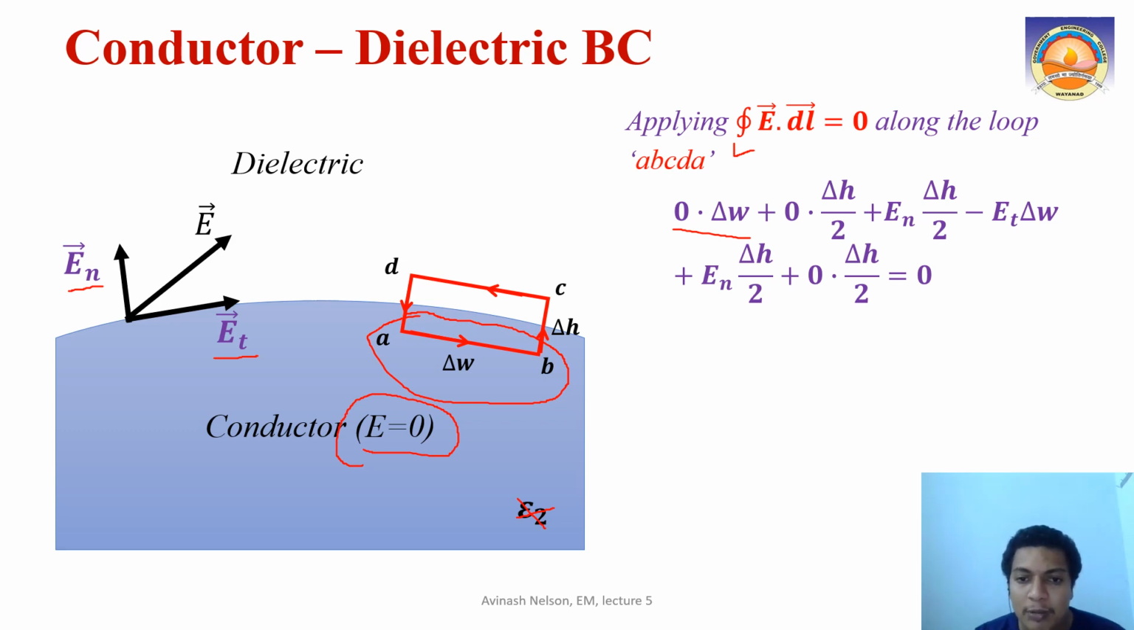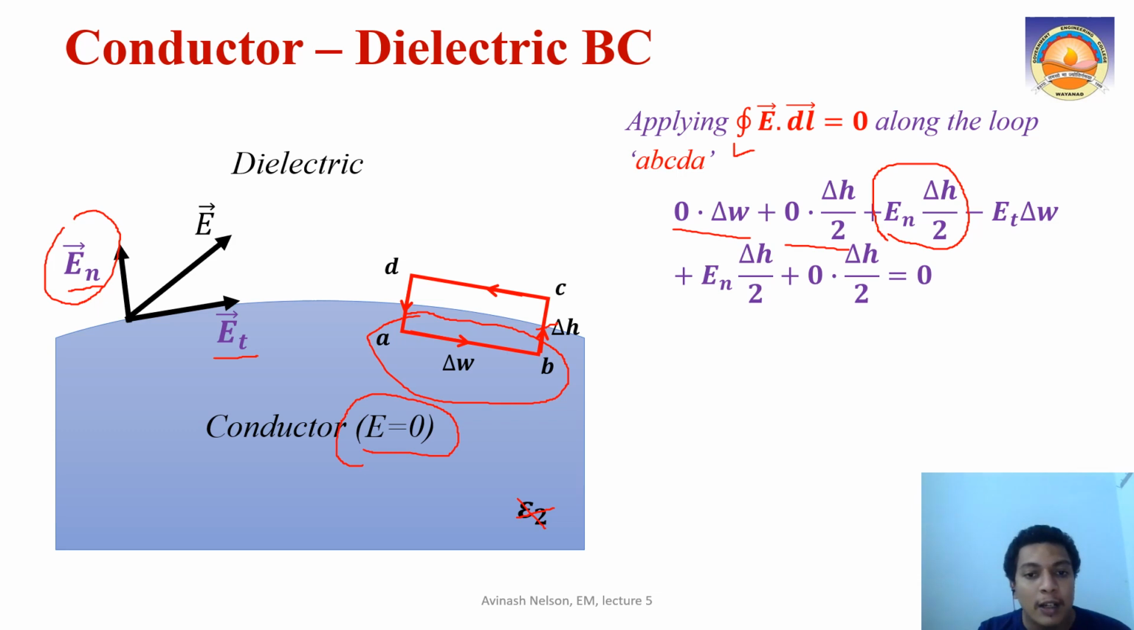When you take B to the surface, that also is inside the conductor. No tangential and no normal component of electric field inside the conductor. So again 0 into delta S by 2. The other delta S by 2, from the boundary to C, is inside the dielectric. There the electric field is present, and the normal component En is in the direction of BC. So we get En into delta S by 2 as the dot product E dot dl.